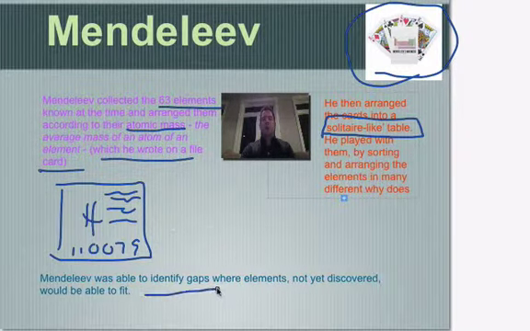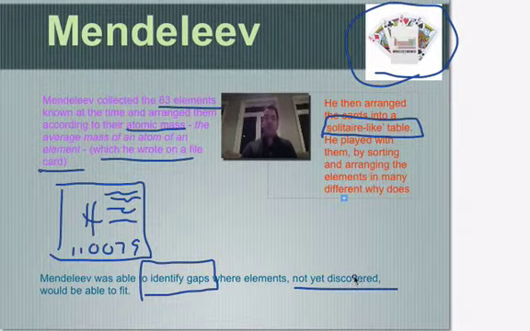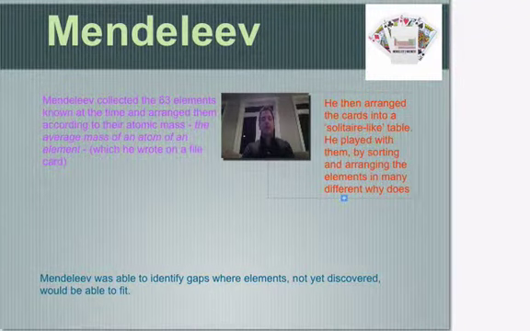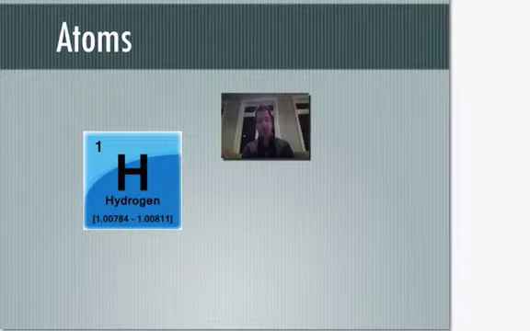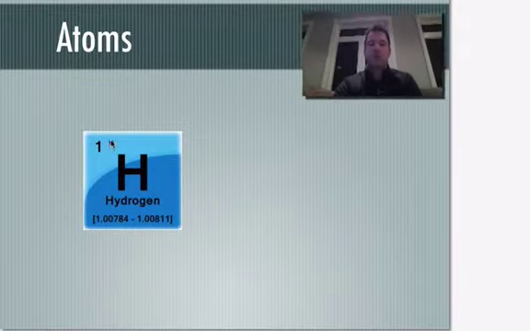He also knew, though, that there were gaps, and he knew that there were elements that weren't discovered yet. So he left spaces on his table because he knew these things would be discovered at a later time. So if we were to look at an individual element, we have to talk about different components.